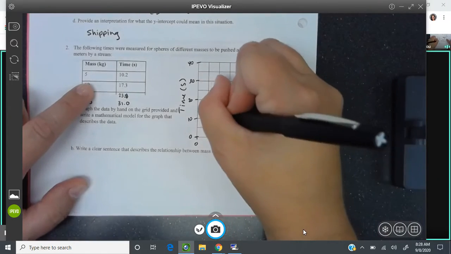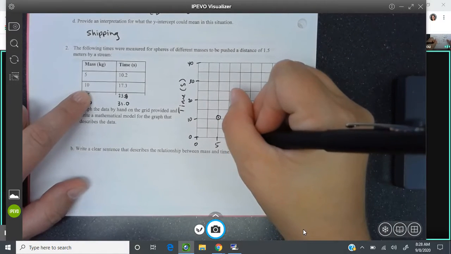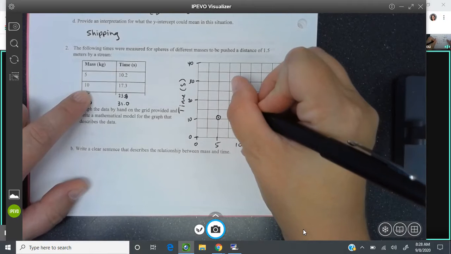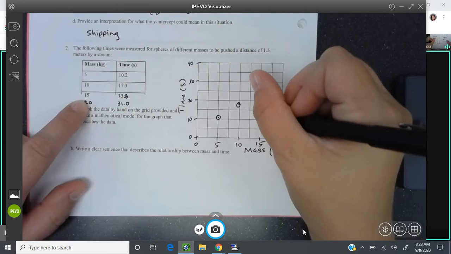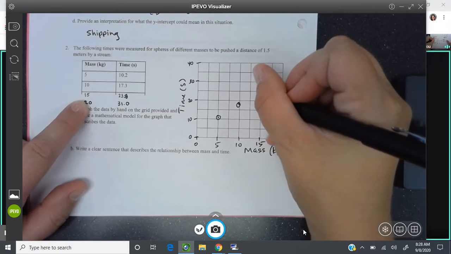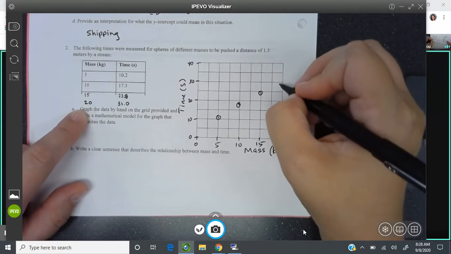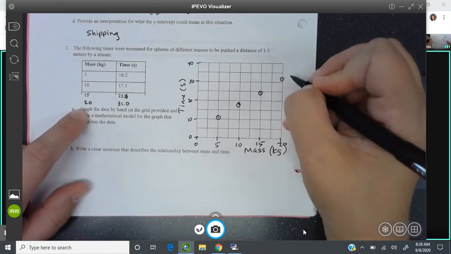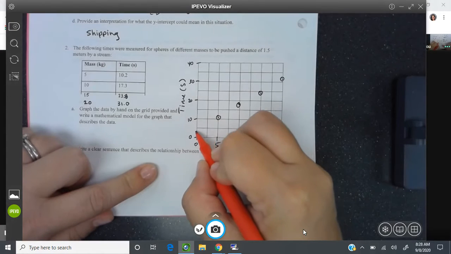All right, so I'm going to graph this data. For a mass of 5 kilograms, I had a time that was just over 10, so I'm going to do a dot and put a circle around it. For a mass of 10, I'm going to go up to about 17, halfway between 15 and 20. At 15, I'm going to go up to 23. And at 20 kilograms, I'm going to go up to 31. So that looks pretty linear. So I'm going to draw.